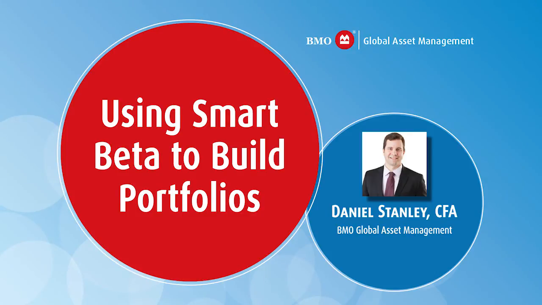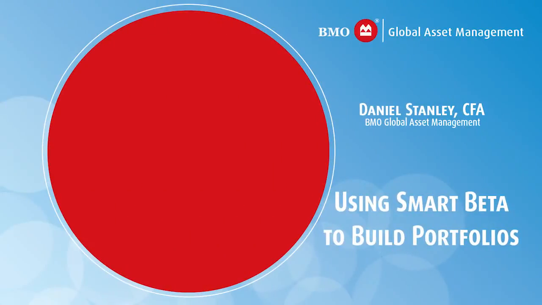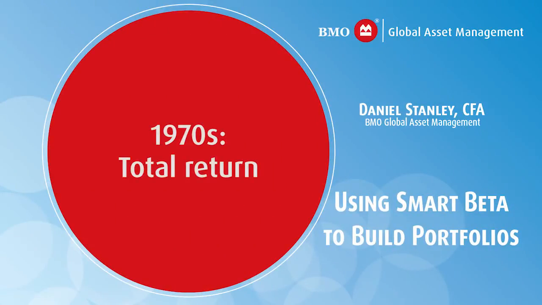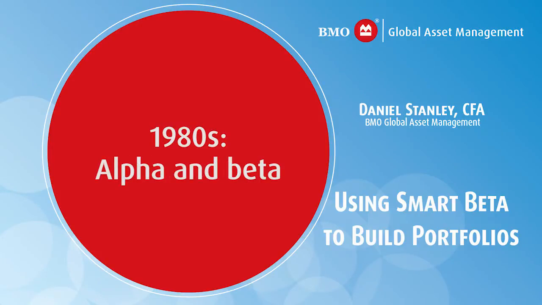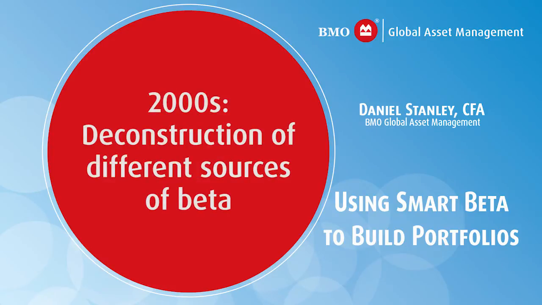Thanks, Corey. The history of smart beta is driven by the historical evolution of ultimately how finance views the sources of return. So back in the 1970s, it was all about total return. Then in the 80s, it was all about alpha, which is manager return, and beta, which is market return. While the 2000s has seen a research-driven deconstruction of the different sources of beta.